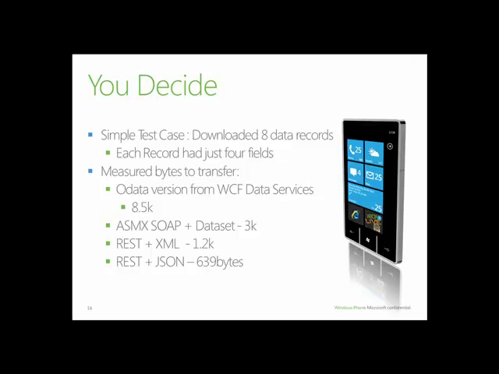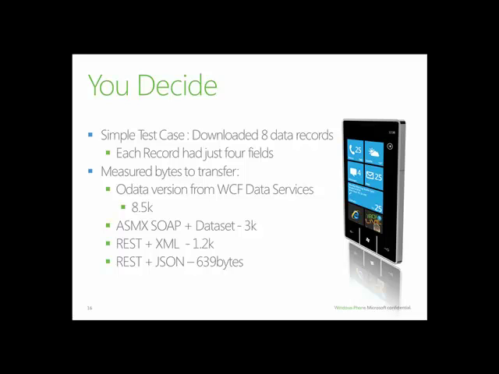And this is by no means a fully fleshed out test, but just doing a simple test, downloading 8 data records. Each record only had 4 fields. The bytes that were transferred were measured. Using the OData version from WCF Data Services, there were 8.5K. Using ASMX SOAP and a data set, it's 3K. Using REST and XML, as we're using, is 1.2K. And then REST and JSON is only 639 bytes.